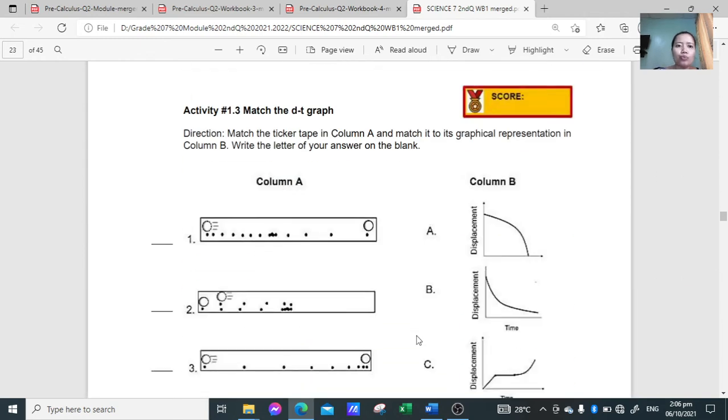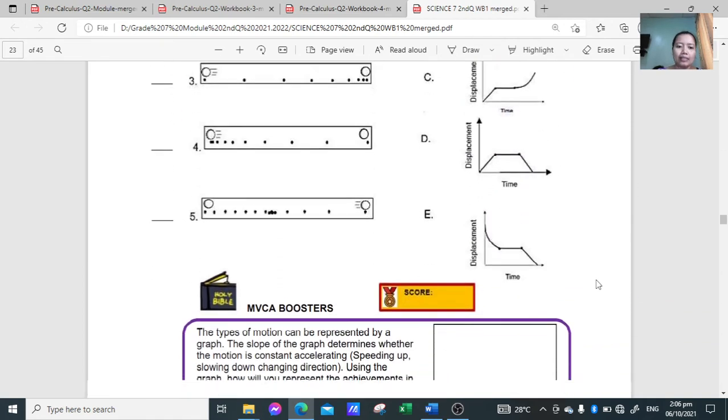For activity 1.3, match the DT graph. So, match the ticker tapes, these are the ticker tapes in column A, to its graphical representation in column B. Write the letter of your answers on the blank. So, which among the ticker tapes matches the graphs in column B? Then write the letter of your answer on the blanks.